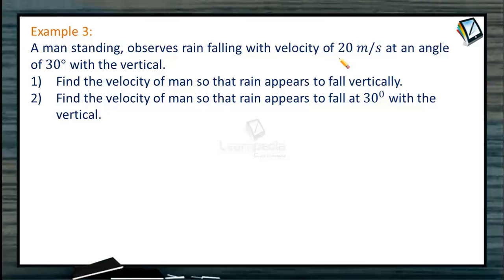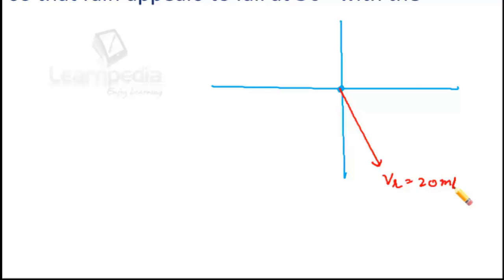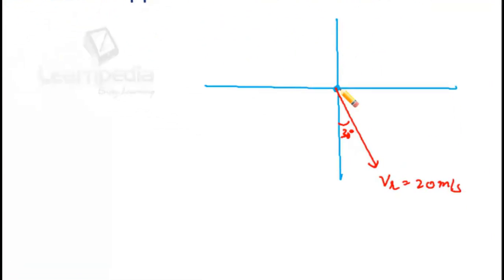So initially the rain is falling at 20 meter per second at an angle of 30 degrees. So pictorially let us draw. Let us take this as x and y axis. Now when the man is standing here, he observes rain is falling at 20 meter per second at an angle of 30 degrees. This is the velocity of rain and it is equal to 20 meter per second at an angle 30 degrees. Now man starts walking in the rain. When he starts walking, the rain appears to fall vertical. So suppose the man is walking towards east or towards horizontal, towards right. So this is the velocity of man.